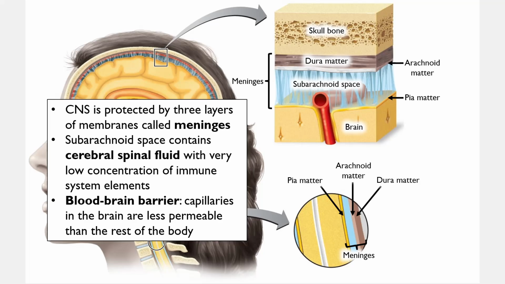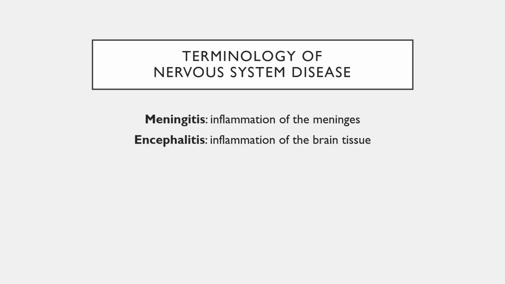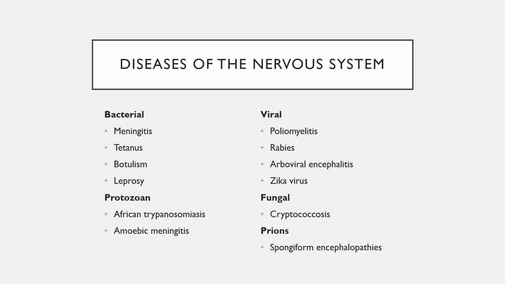We have a little bit of terminology of nervous system diseases here. We have meningitis and encephalitis. Meningitis is inflammation of the meninges, those layers of membrane that protect the central nervous system. And encephalitis is inflammation of the brain tissue itself. So moving on to look at which diseases we're going to be covering, we have bacterial, viral, protozoan, fungal, and also something we haven't seen before, which are prion diseases. So we're going to start as usual with the bacterial infections.